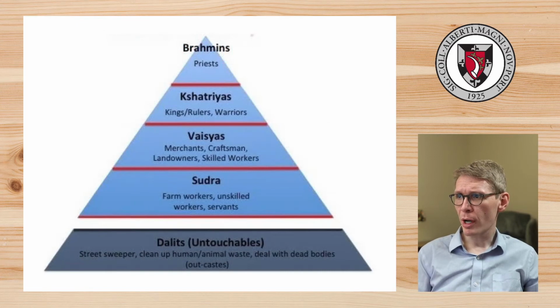These are the four castes referred to and discussed in the reading. At the top are the Brahmins, priests, those who are concerned with matters intellectual. The Kshatriyas are kings, rulers, warriors. And the Vaishyas, merchants, craftsmen, landowners, skilled workers. You can read the slide. At the bottom of this main part of the caste system are the Shudras.